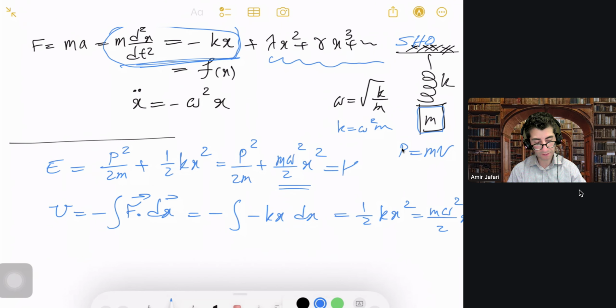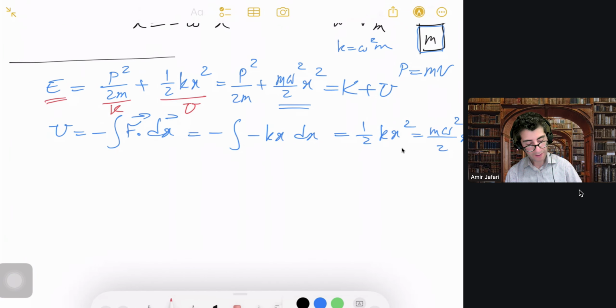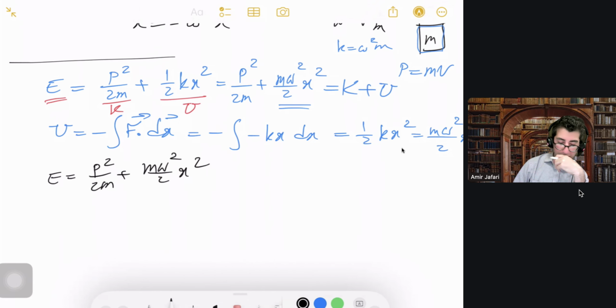So this is the kinetic energy plus potential energy, right? This is the potential energy, this is the kinetic energy, and this is the total energy of the particle, the mass connected to this spring. Okay, so long story short, energy is given by this expression. Let's rewrite it here. And then you say, well, I define this Hamiltonian, which is basically the energy of the system, as the total energy of the system.